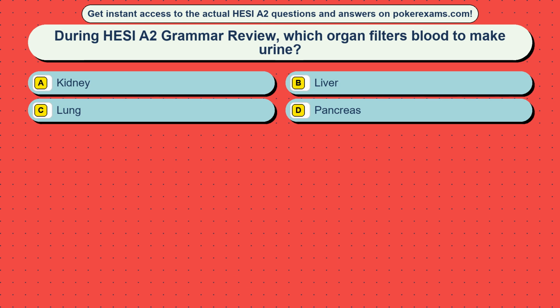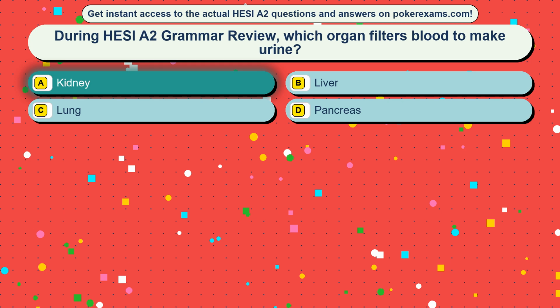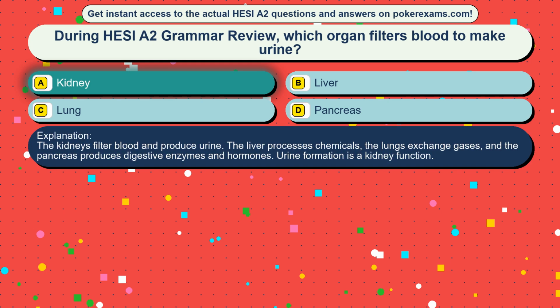Question 41. During HESI A2 Grammar Review, which organ filters blood to make urine? Option A, kidney. Option B, liver. Option C, lung. Option D, pancreas. The correct answer is option A, kidney. The kidneys filter blood and produce urine. The liver processes chemicals, the lungs exchange gases, and the pancreas produces digestive enzymes and hormones. Urine formation is a kidney function.